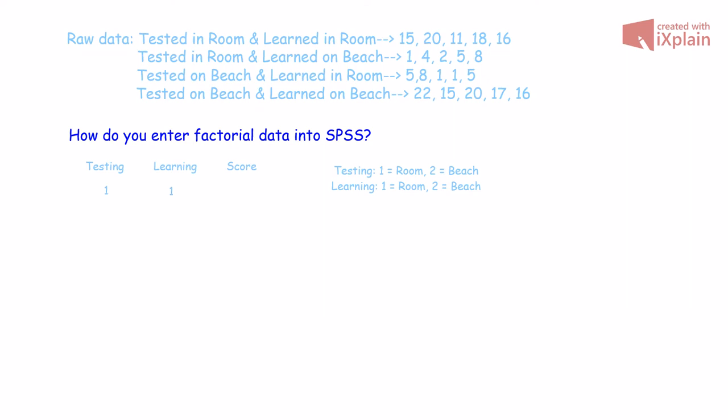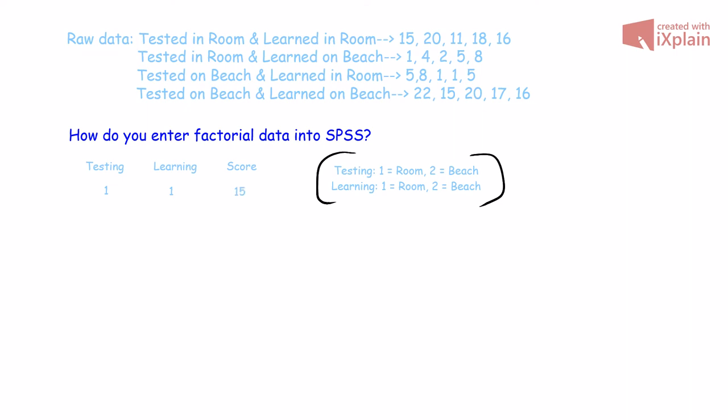So we have to put a 1 under testing. Again, we're using this coding scheme because he was testing in a room. He learned in a room, so he gets a 1 under both of those columns, and then we enter his score.